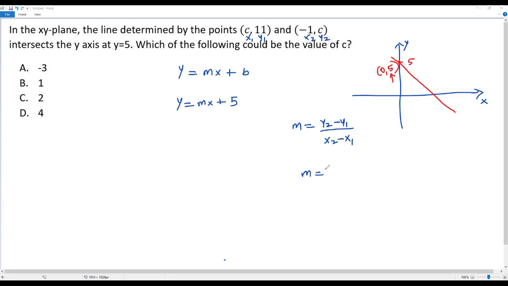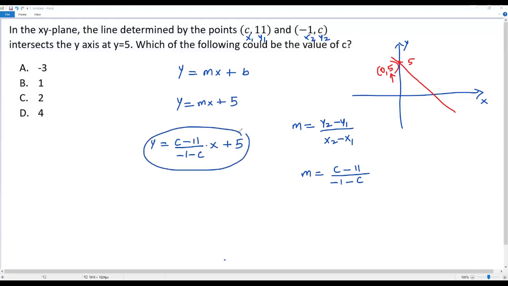Okay, now let's plug in the values over here. So y2 is c, y1 is 11, x2 is negative 1, and x1 is c. Okay, now I got the slope m, so I can plug it in for m over here. Then I'm getting y equals (c minus 11) over (negative 1 minus c) times x plus 5. Okay, for m I just plugged in the slope that I got. Now my aim is to find the value of c. For that I have to plug one of the points on the line into this equation so that I can get the value of c.